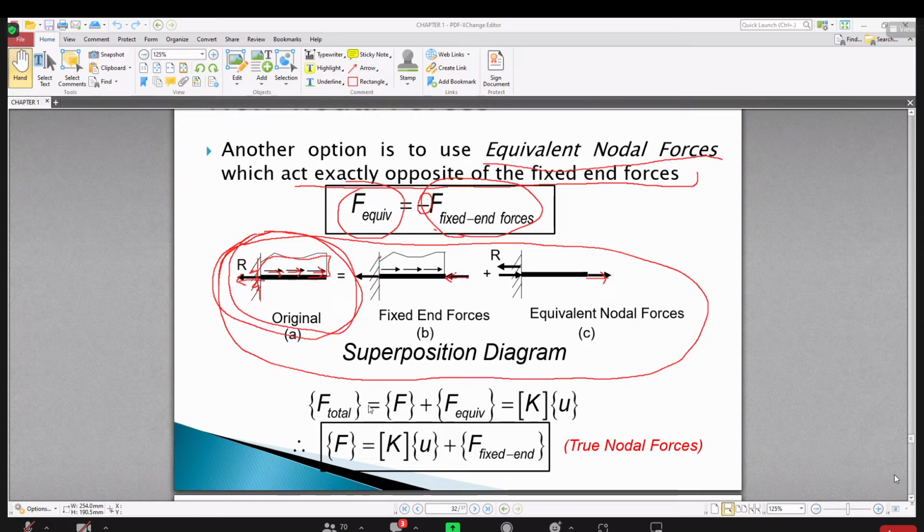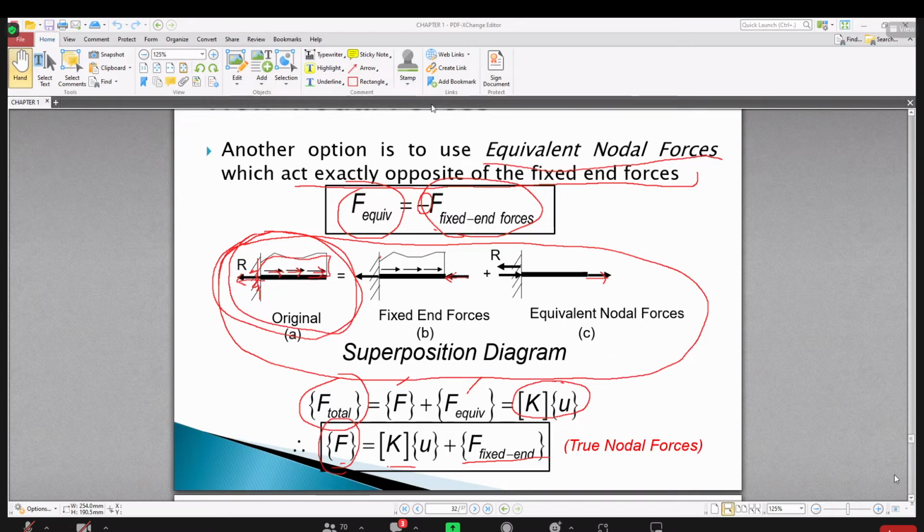Okay. Now, if we put this in the equation form, no? So, this is now the total force in matrix form. So, it should be F plus the F equivalent, which is equal to K U. So, if you want the true nodal forces, so you simply add this fixed end forces. So, kani siya plus the fixed end forces. Mao na ni karon, no? Okay, so because the equivalent force is simply equal to negative of the fixed end forces.